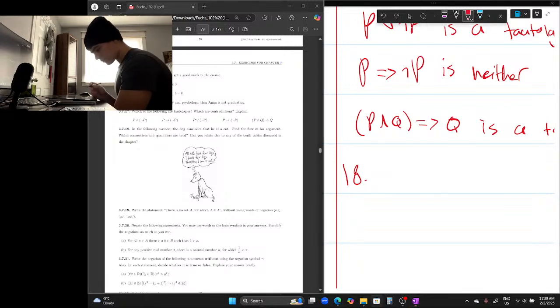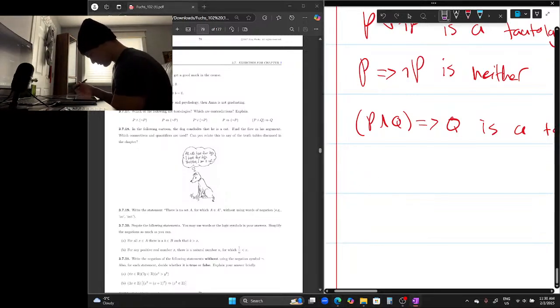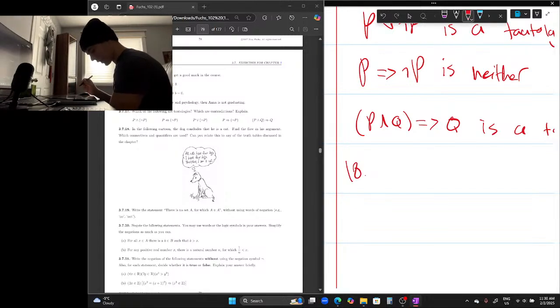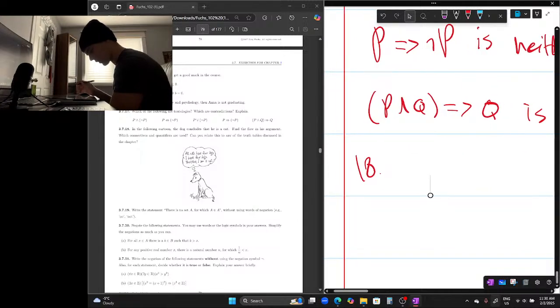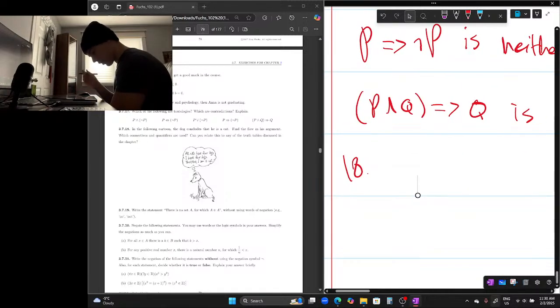So the flaw in his argument is that there are other animals with 4 legs. Cats are not the only ones with 4 legs. So it's not true to just assume that you're automatically a cat because of that. Which connectors and quantifiers are used?